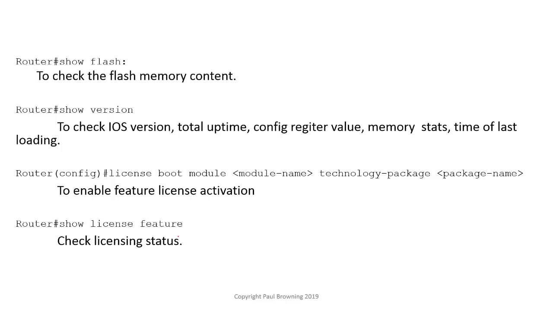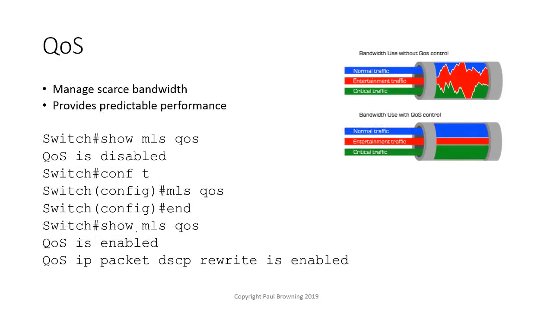Just a few commands here that are worth remembering, and also this will work because it knows what you mean, but the correct output is show flash and then colon. Show version, important to know, and try it on your device to see what it actually shows you: your uptime, your IOS version, config register value, memory stats, time of last loading. It'll also show you the reason for the last reboot as well. The license boot module, you need to know that command. Show license feature. You can try all these on Packet Tracer.